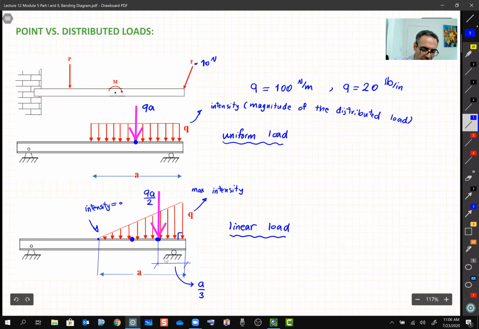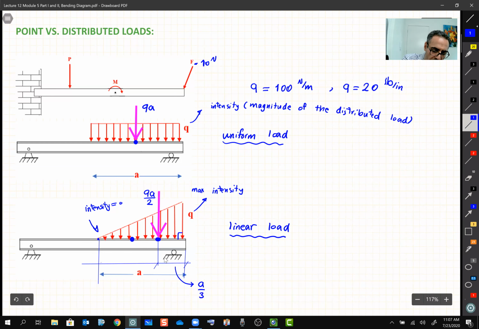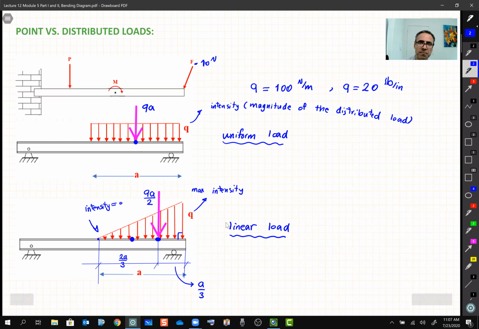Like from here to there, and again. This distance is obviously 2A over 3. All right. So in other words, I divide this side into 3 portions, and I put this load at the portion which is closer to this larger intensity. This is how we deal with the distributed load.